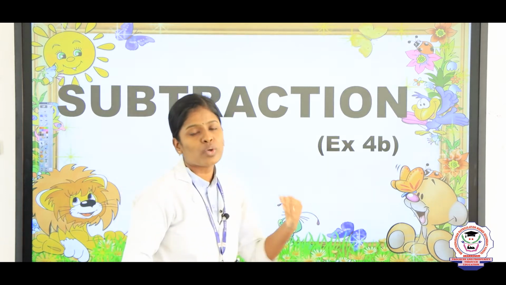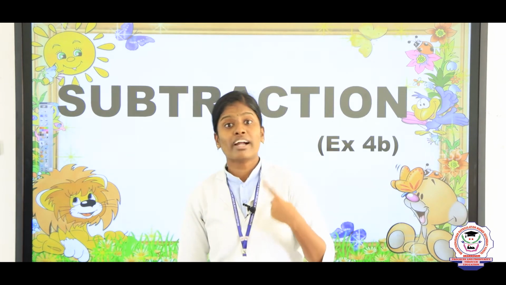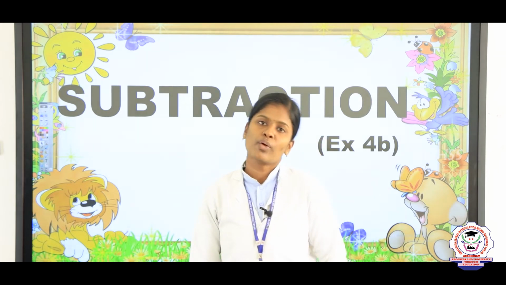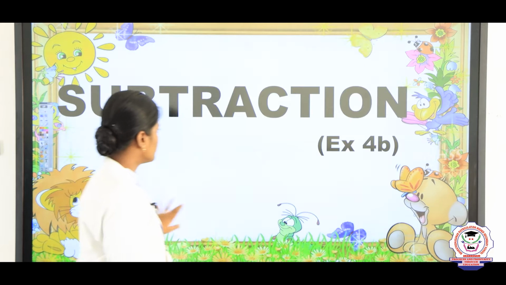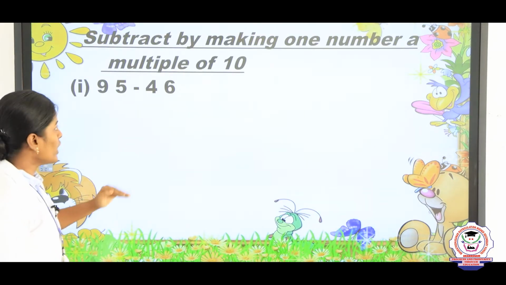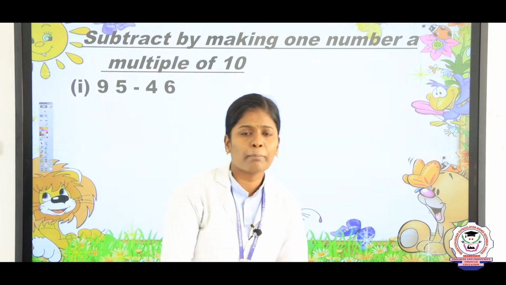In the last section you learned alternative method type 1 and type 2, that is by breaking one number and by breaking both numbers. And today we are going to see the third part. The third one is subtract by making one number a multiple of 10.